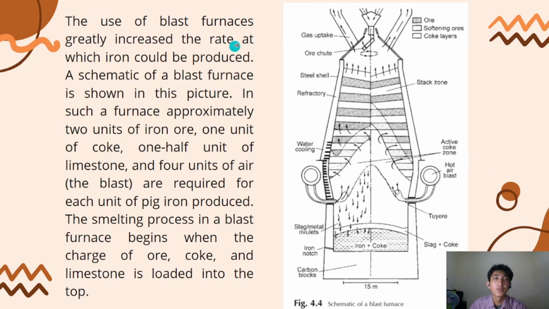The use of the blast furnace increased the rate at which iron can be processed. A schematic of a blast furnace is now shown in this picture, and such a furnace requires approximately 2 units of iron ore, 1 unit of coke, 1/2 unit of limestone, and 4 units of blast air for each unit of pig iron produced. The smelting process in a blast furnace begins when the charge of iron ore, coke and limestone is loaded into the top.